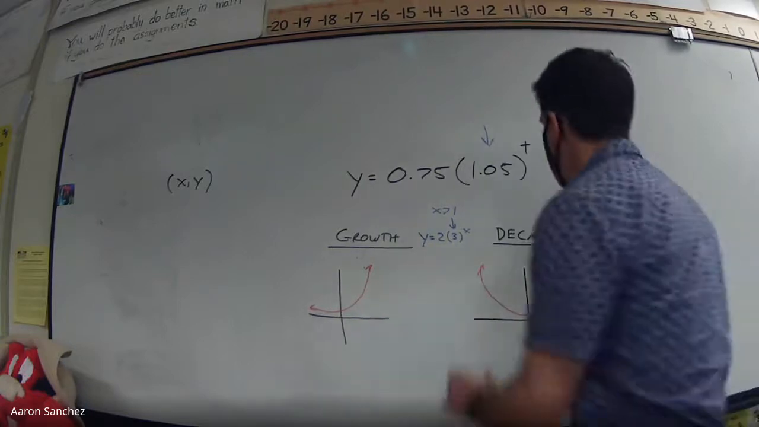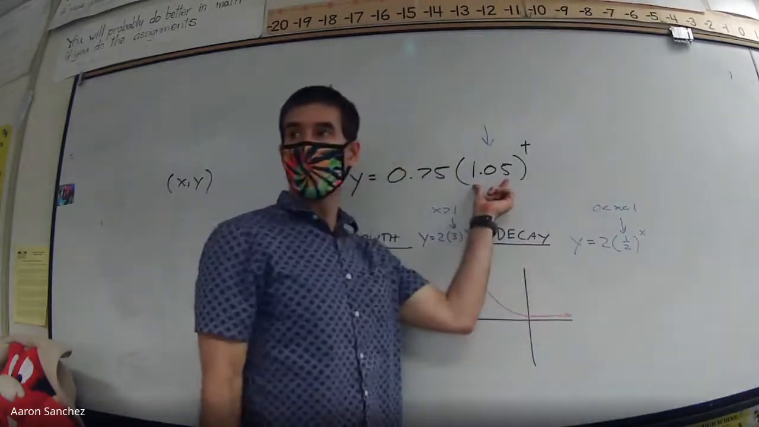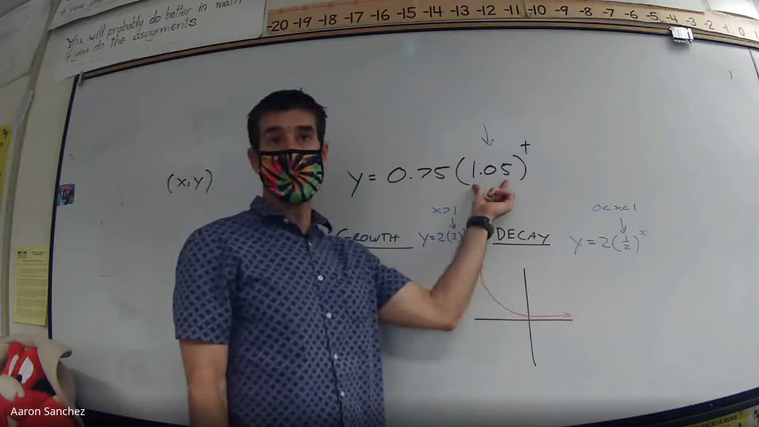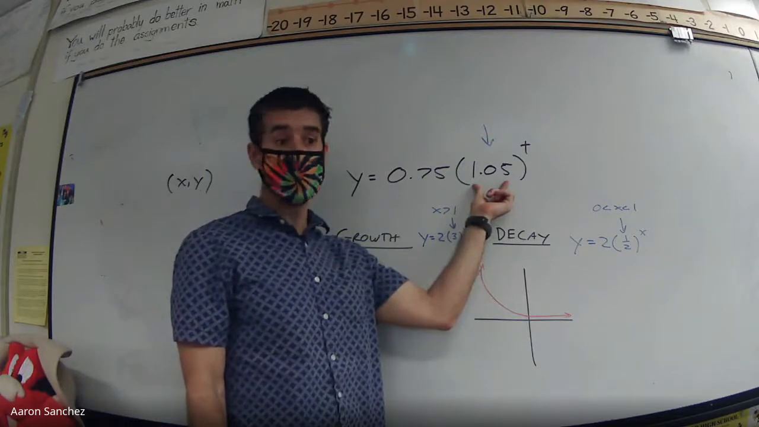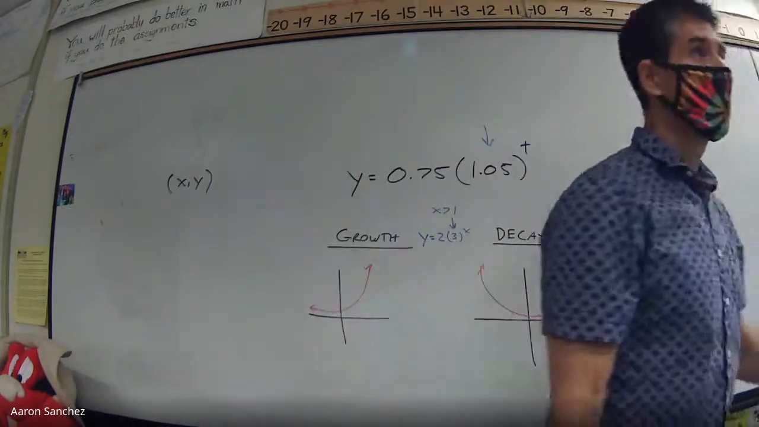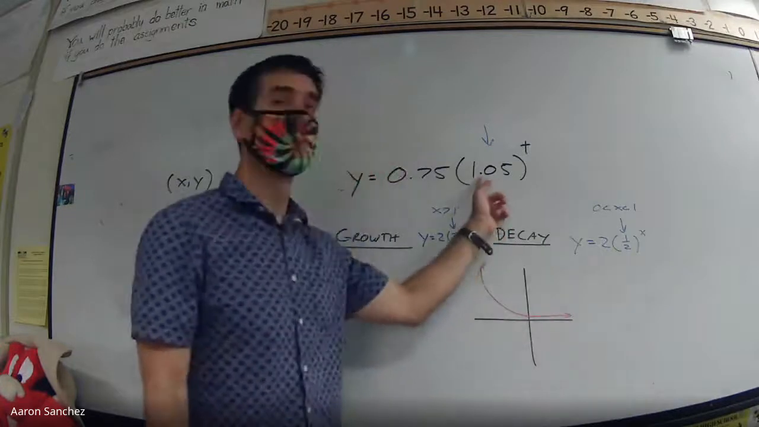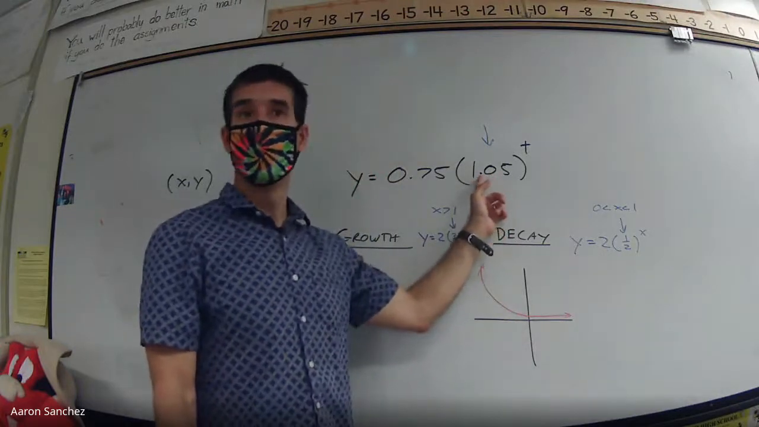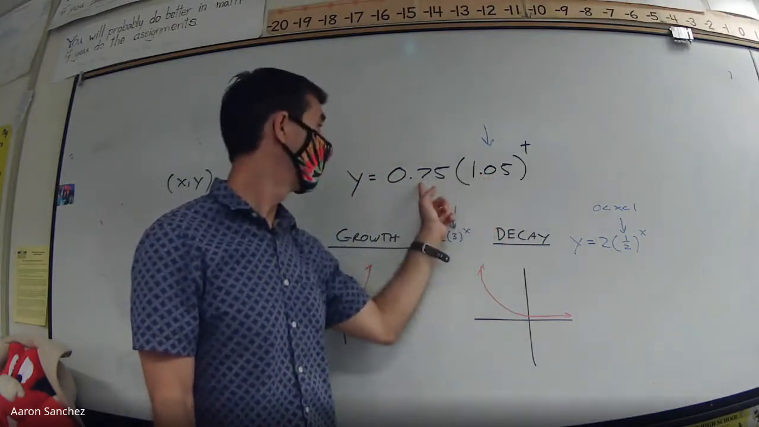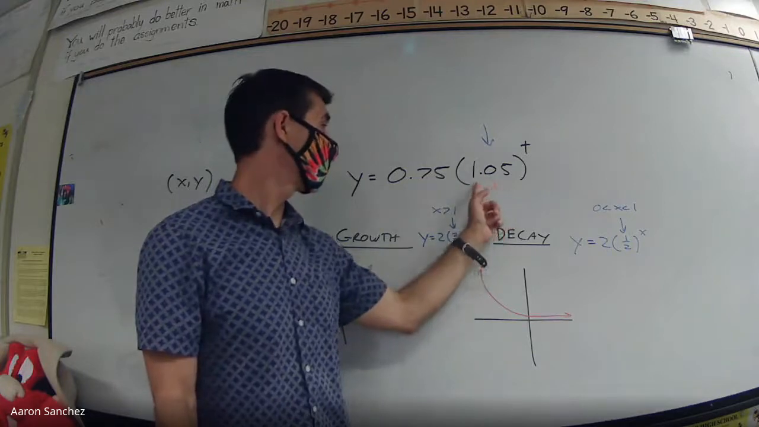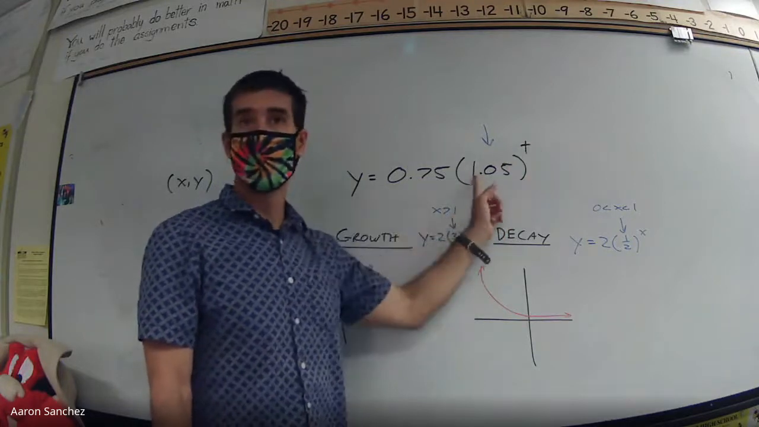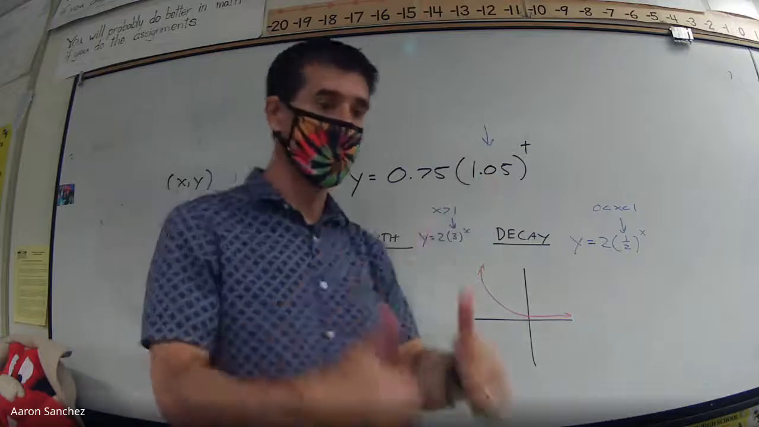Okay, so let me ask you this now. Is this number bigger than 1? Even though it's a little bit. Is it bigger? 1.05? This number, the one next to the exponent. If it's bigger than 1, then it's growth.